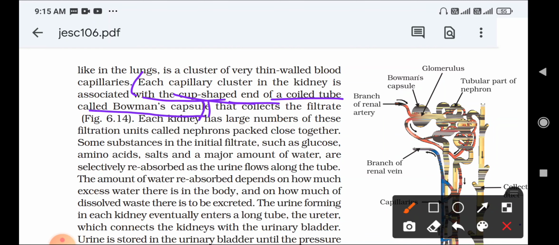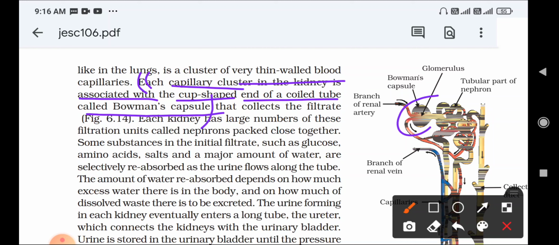This is the answer to your question: what is Bowman's capsule? You can write: each capillary cluster in the kidney is associated with the cup-shaped end of a coiled tube called the Bowman's capsule. This is the definition of Bowman's capsule. Basically, the cup-shaped end tubular structure is called the Bowman's capsule.